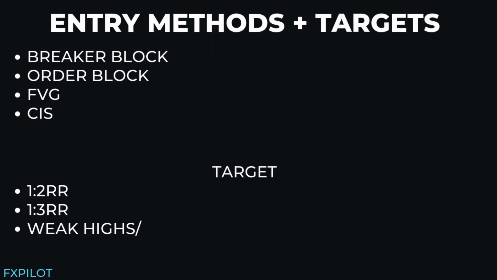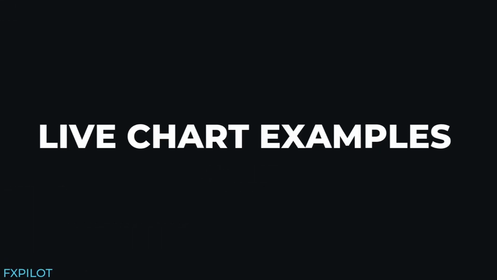The entry methods will be breaker block, order block, fair value gap, change in state of delivery breaker candle, and we'll be targeting 1 to 2 risk reward or 1 to 3 risk reward or weak highs and weak lows. So these are just the parameters for this strategy. Now let's go to the live charts for examples.